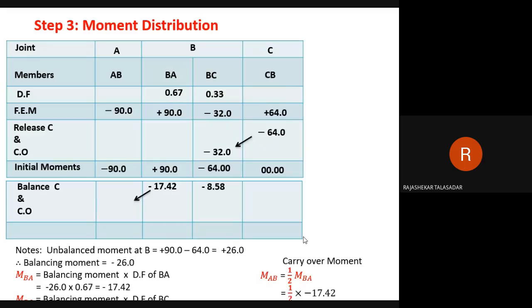Okay. Now let us see that. Minus 17.42 will be carried over to this one. You have to do minus 17.42 divided by 2. It comes to minus 8.71. Is it correct? Is it correct or not? Then the next question: the amount at BC is carried over to which end?